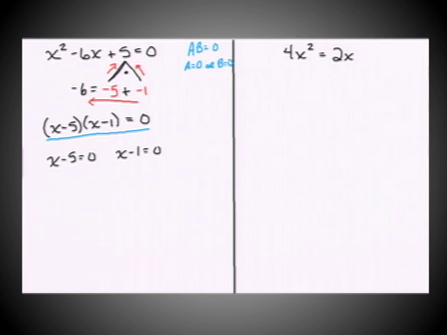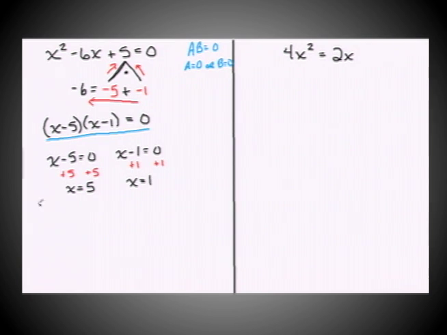Then we simply solve these linear equations. So for this first one, I'll add 5 to both sides, giving that x is 5. And for this other one, I would add 1 to both sides, yielding that x is equal to 1. So we have two potential solutions here, and I say potential because we have not checked them yet.